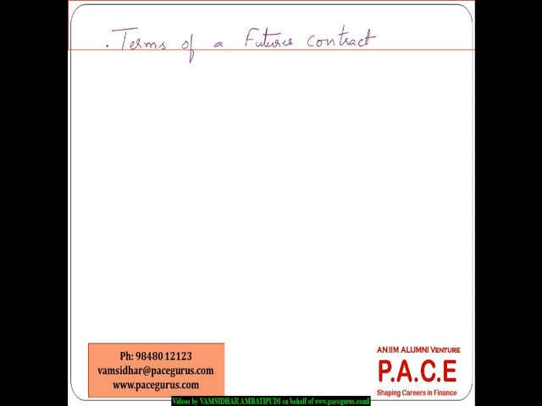Obviously, we know that every futures contract is a standardized contract wherein the quality, the quantity, the location, and the grade of the particular underlying asset are very clearly specified. So it's more and more of a standardized kind of a contract.